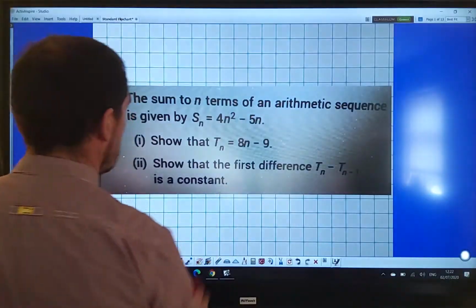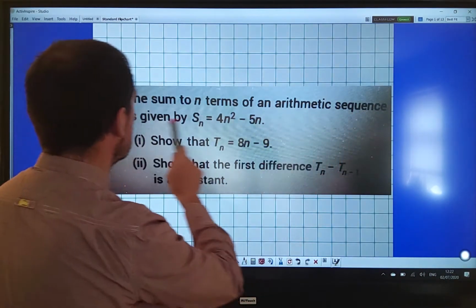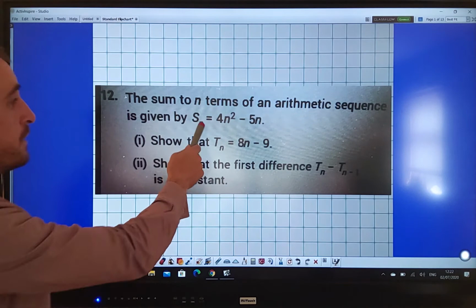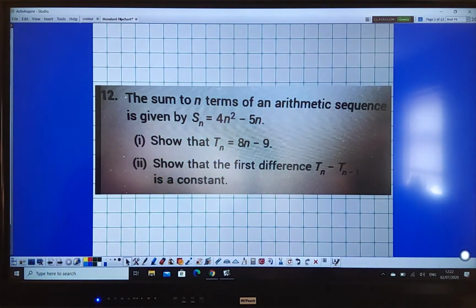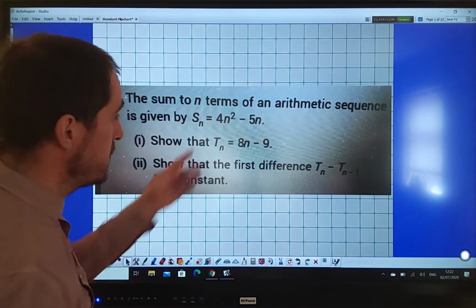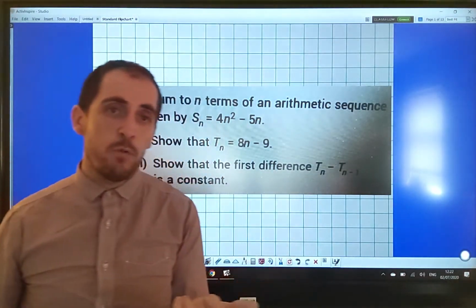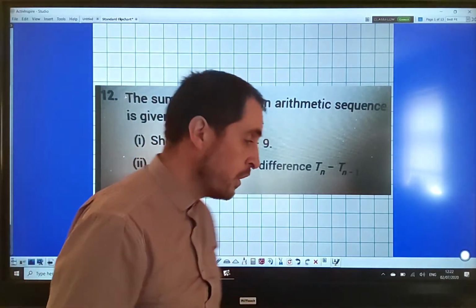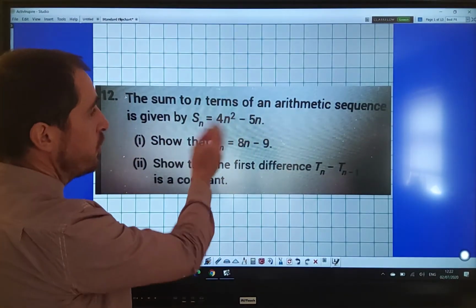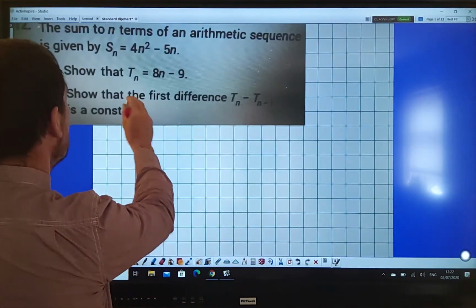Okay, so what we have is as follows. The sum to n terms of an arithmetic sequence is given by Sn equals 4n squared minus 5n. So you have to show the general formula, Tn. In order to get Tn, you need A, which is the first term, and you need D. So how can I get A and D using this formula? That's what you're really being asked.